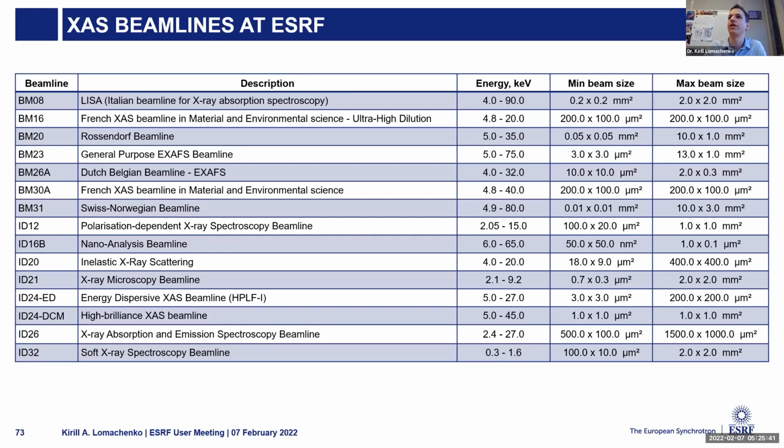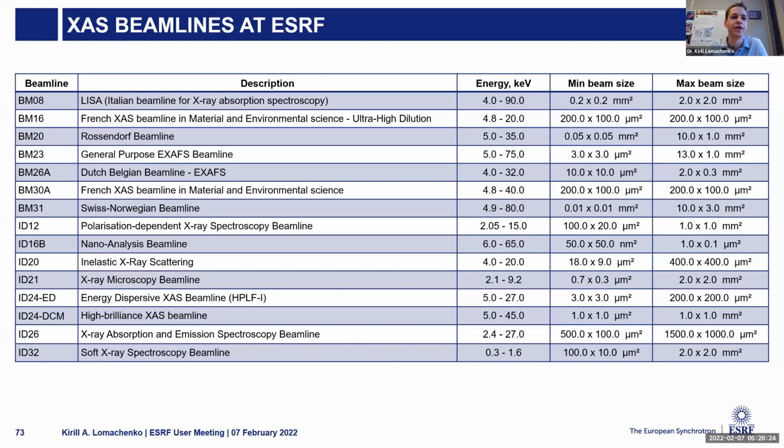The large group of beamlines are the so-called CRG beamlines, collaborative research groups that are run by scientific committees of different countries. Most of these beamlines do XAS in one way or the other. So we have the Italian beamline, German beamline, French beamline, Swiss-Norwegian beamlines, British beamlines, and so on. Most of them do XAS. And then also among the ESRF beamlines, there is BM23 and ID24. That's where I work. BM23 is a general purpose EXAFS beamline.